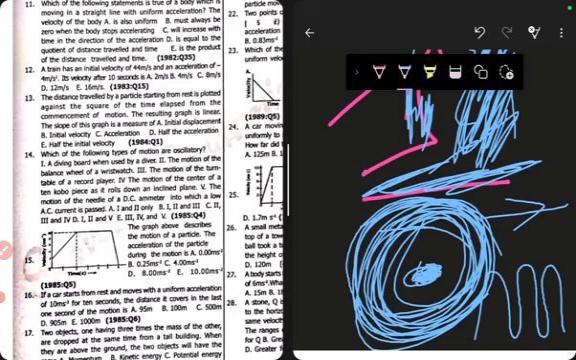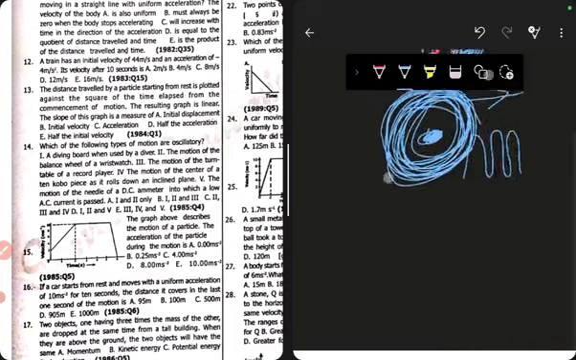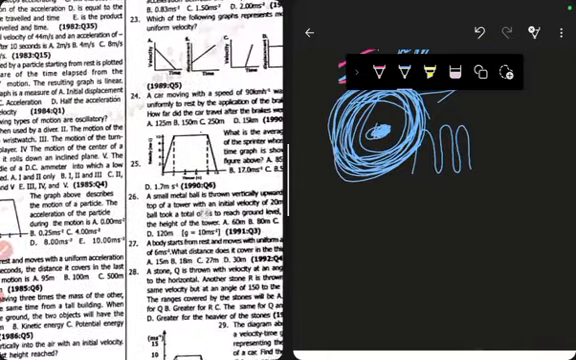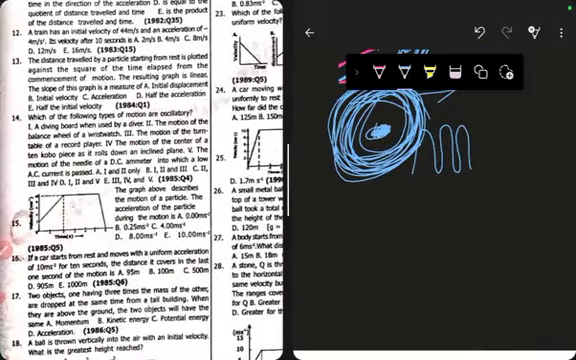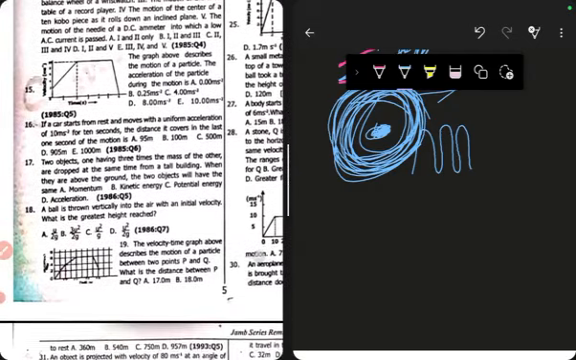and then V, because V also is oscillating. So I and V is option D. So the answer to question 14 is actually option D. I think from now we have solved every type of question under linear motion.